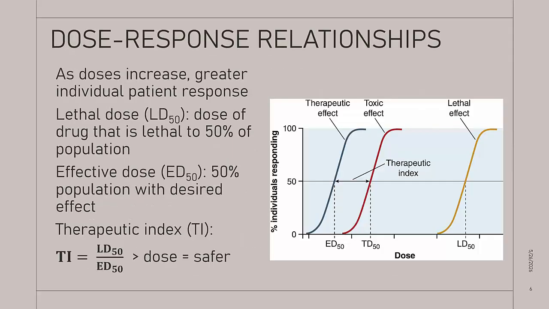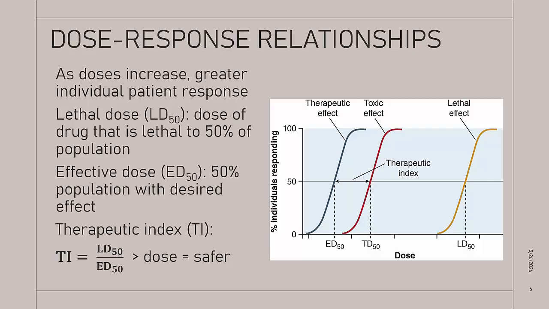The dose-response relationships. With gradually increasing or graded doses, there are generally greater magnitudes of responses in an individual patient. As the dose increases, there is an increase in the percentage of the population affected by the drug. Eventually, there is a lethal dose of a compound that is determined experimentally. Usually, this is determined by administering a chemical to mice or rats. The lethal dose 50 is the dose of the drug that is lethal in 50% of the population.